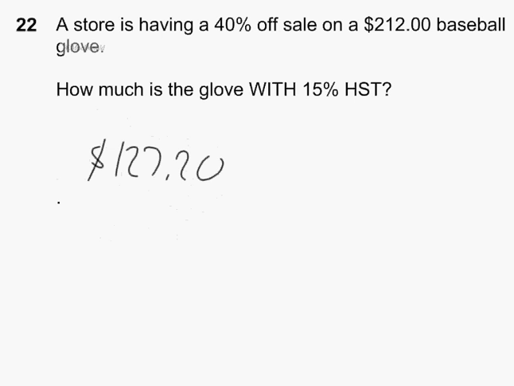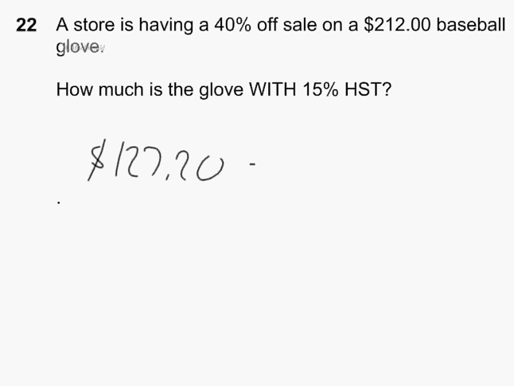$127.20 is the sale price. So you go there and say, I'd like to buy this $212 glove. They said, okay, well, we're going to save you 40%. So the glove's actually going to cost you $127.20. But when you buy something, especially a glove or something that's non-essential, you have to pay 15% HST, which stands for harmonized sales tax. Or if it was milk, homogenized sales tax. But it's harmonized. And you have to add 15%.